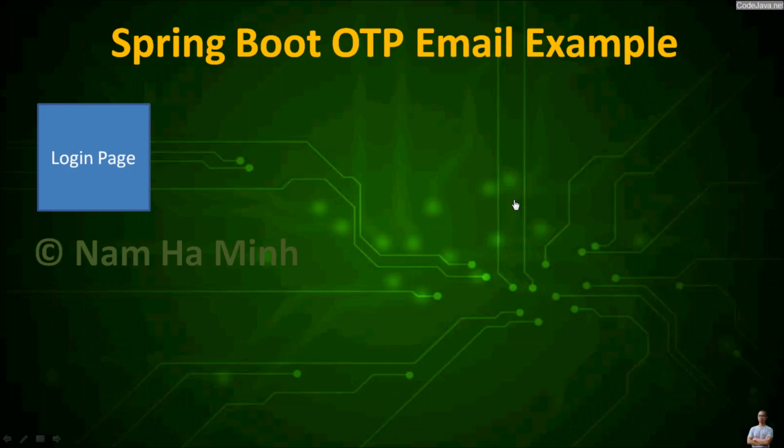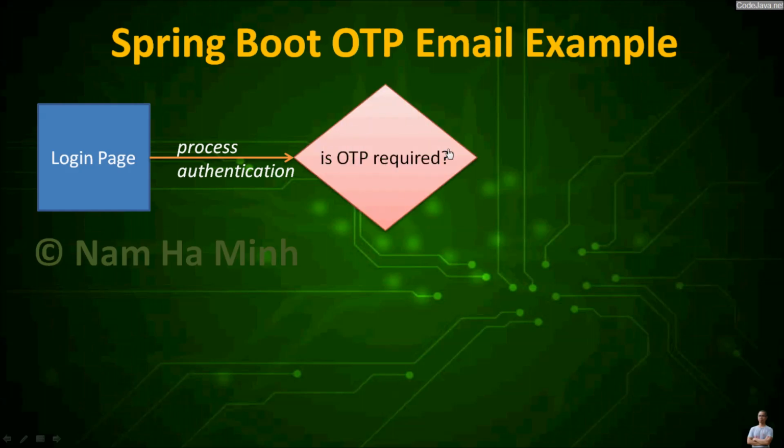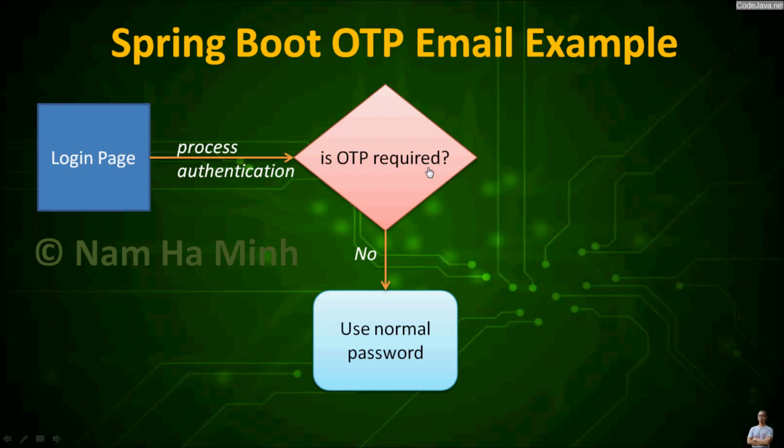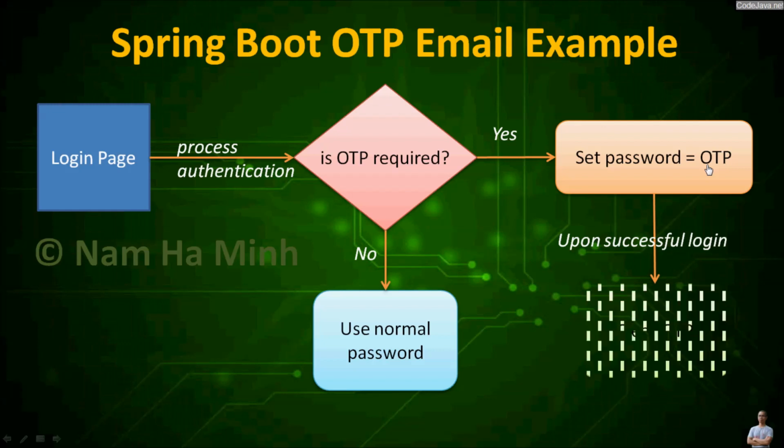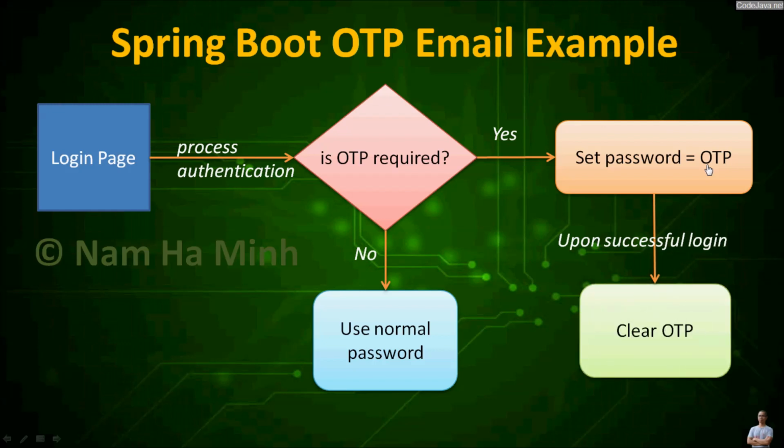And this diagram explains how to process OTP during the authentication process. The application will check if OTP is required or not. If OTP is not required, it will process the authentication using the normal password. Else, if OTP is required, it will set the password to the one-time password generated in the previous step, and then upon successful login, the application will clear the OTP.